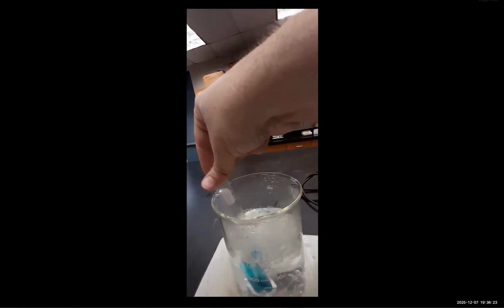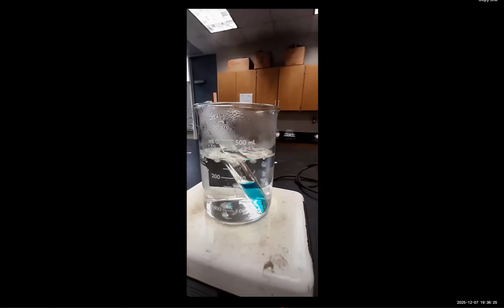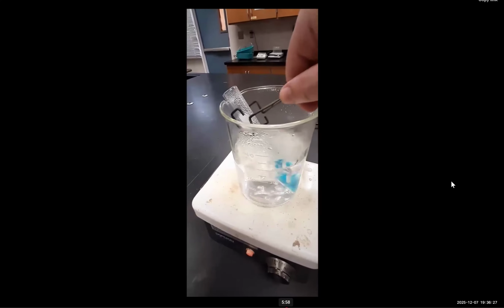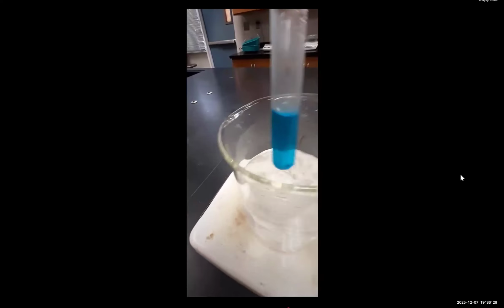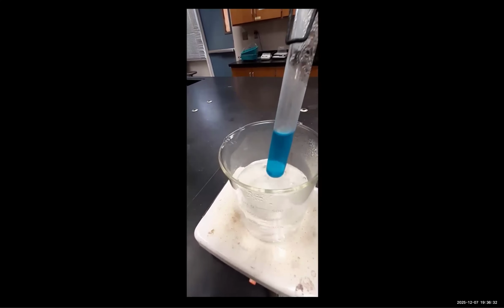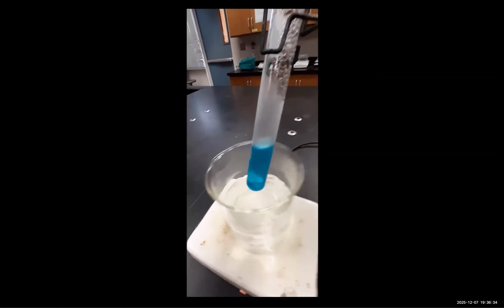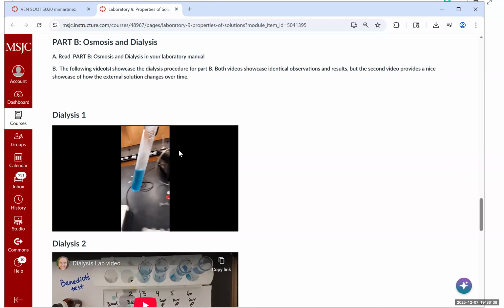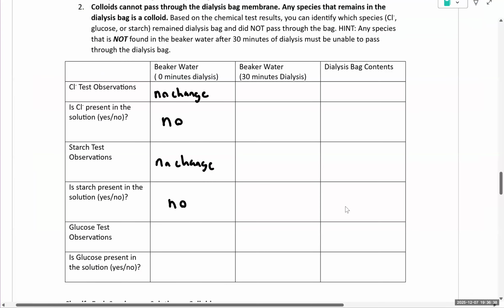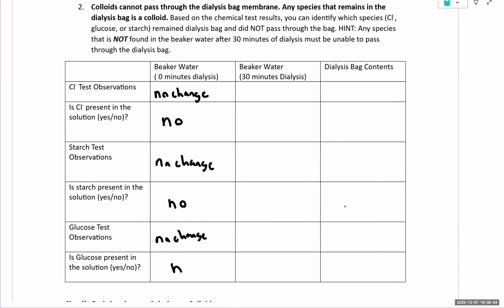Nonetheless, we'll let it heat. After 5 to 10 minutes of heating, we don't see any change. So this is a negative test result for glucose. So let's write that down. So is glucose present? No. This is great. This is telling us that the deionized water has nothing in it, which is good.